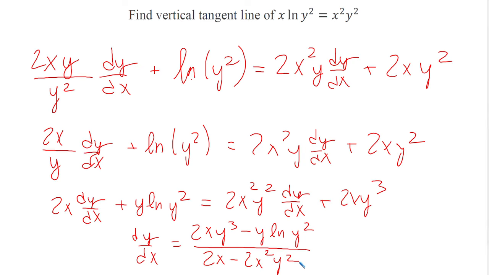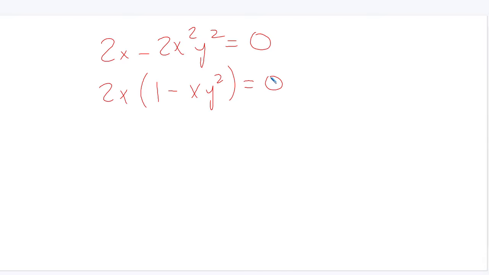And we are solely interested here in when this thing is having a vertical tangent line. So that means we just need to set the denominator of this equal to 0. That denominator was 2x minus 2x squared y squared. We set that equal to 0. We can factor out a 2x, which leaves us with 1 minus xy squared equal to 0, which gives us 2x equals 0, or x equals 0. And it also gives us this 1 minus xy squared is equal to 0.